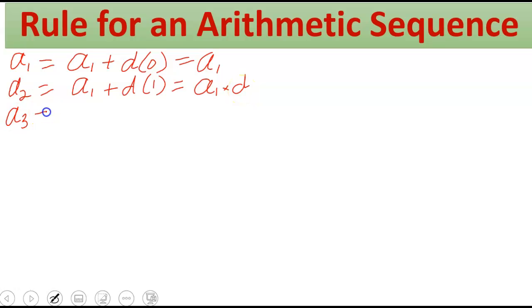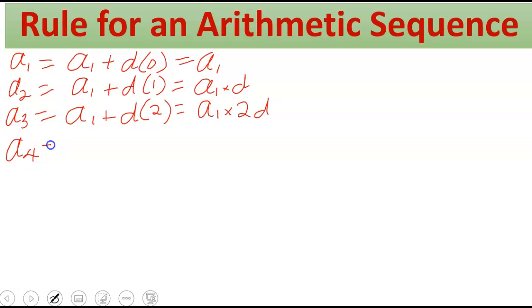So A3 is going to be A1 plus the common difference times 2. We're going to add it twice. So A1 plus 2d. To find A4, it's A1 plus the common difference 3 times, in reference to the first term. So A1 plus 3 times the difference. So now let's rewrite this.